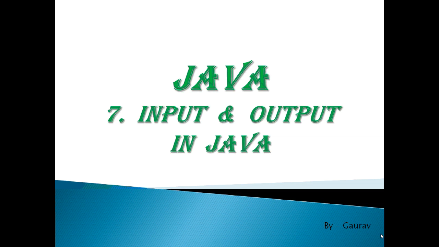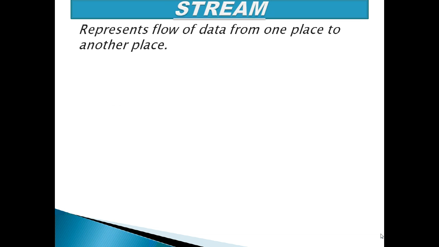Let's keep input and output stream in Java topic on the table today for discussion. A stream is required to accept input from the keyboard. Stream represents flow of data from one place to another place. It is like a water pipe, which carries water from one place to another place. A stream can carry data from keyboard to memory or from memory to printer or from memory to a file. A stream is always required if we want to move data from one place to another place.